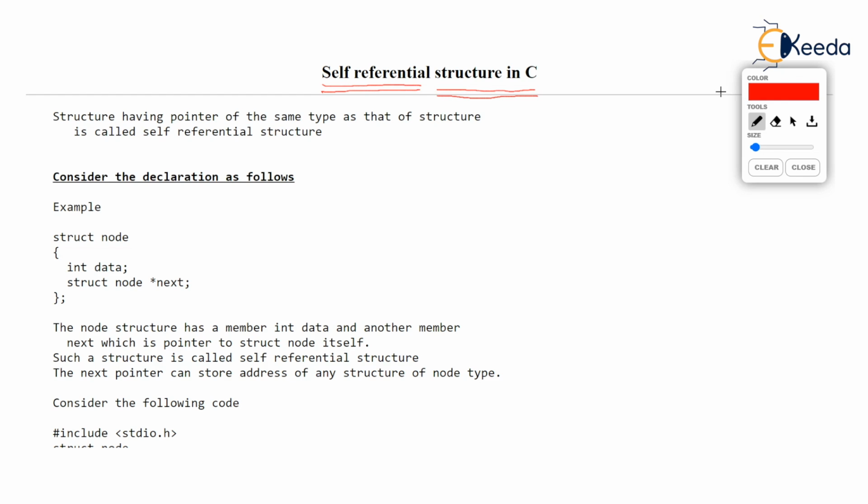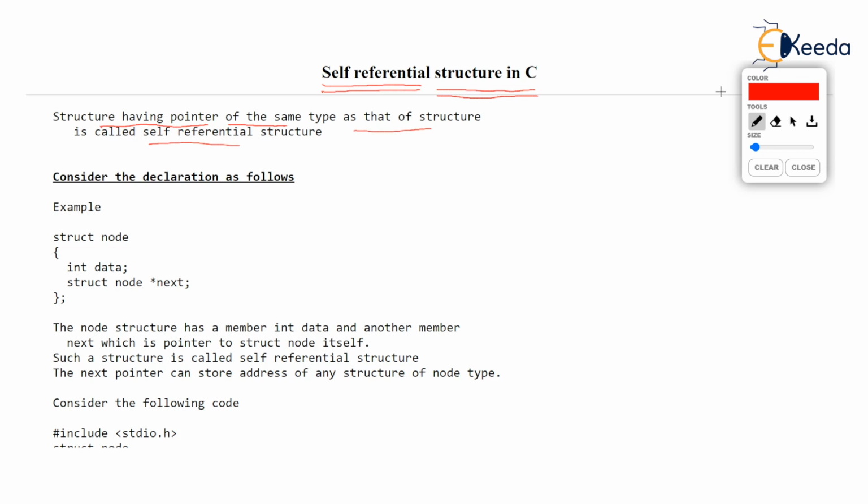So what is this self-referential structure? Check the definition. Structure having pointer. A structure has many members, it can have one or more members. A structure having a pointer of the same type as that of the structure is called a self-referential structure. An example will tell you. Suppose we are declaring a structure called node.